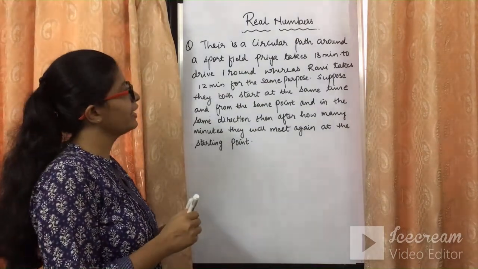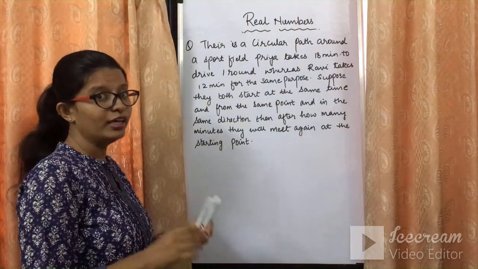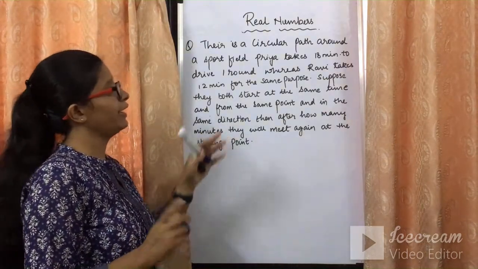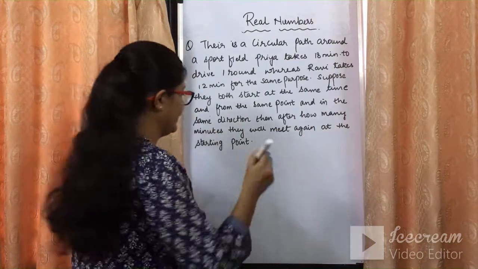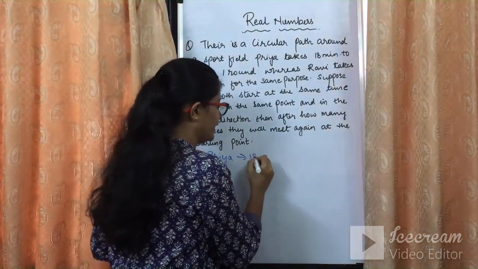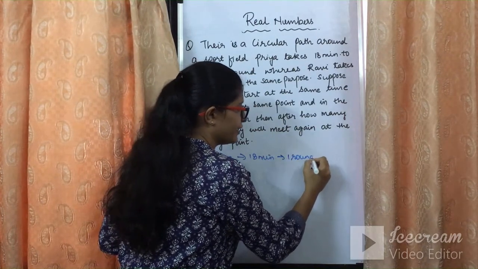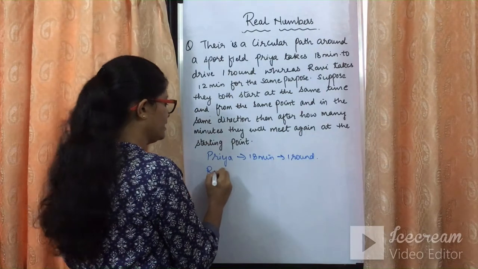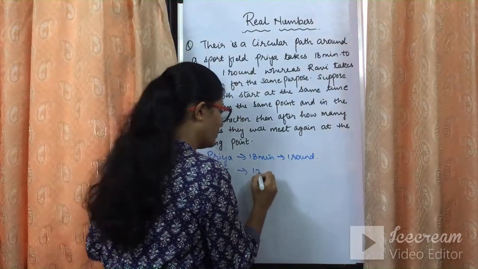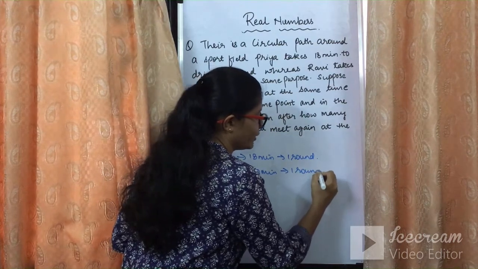तो बोला जा रहा है कि we have two candidates over here, Priya and Ravi. दोनों एक राउंड लगा रहे हैं पार्क का. एक राउंड लगाने के लिए प्रिया को 18 मिनट्स लग रहे हैं. So Priya takes 18 minutes to complete one round. Correct? And Ravi takes 12 minutes to do the same task. That is, he is also doing one round in 12 minutes.